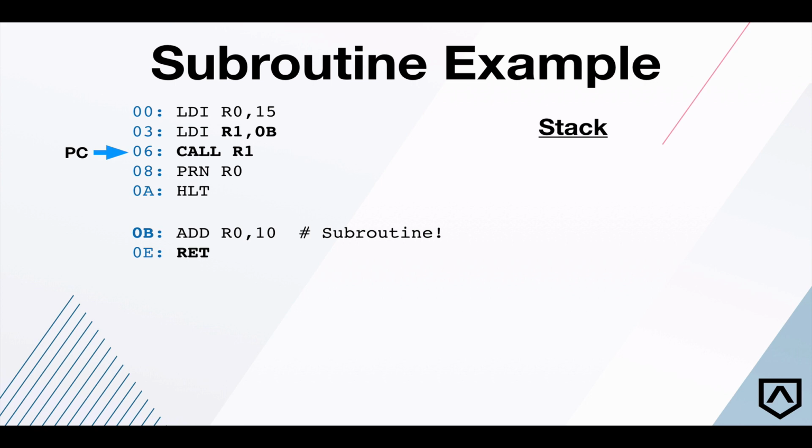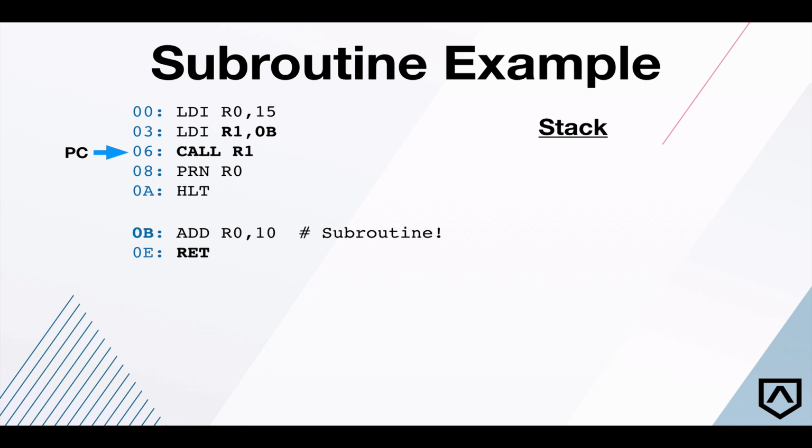And this is going to move the program counter down to that address 0B. But first, we need to keep track of where we're coming back to when we get our return. And what instruction do we want to come back to after we return? Well, after we return, we want to execute the next thing after the call, which is that PRN instruction at address 8. So we want to return to address 8 after this call.